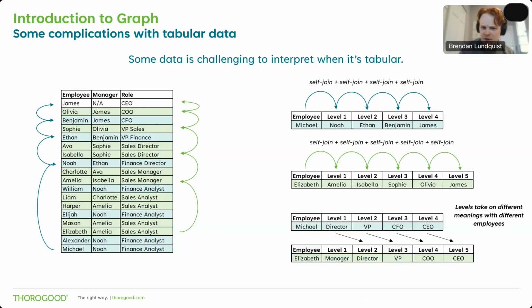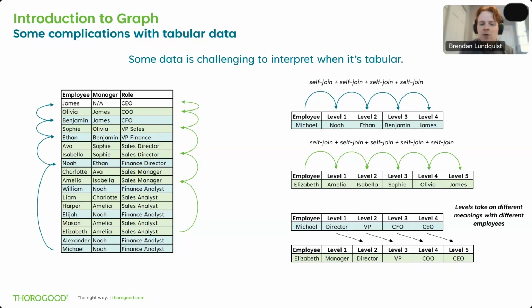But another challenge within this is that level 1 for Michael takes on a different meaning than level 1 for Elizabeth. So the levels lose their meaning and they can't really be compared to one another very easily because level 1 will take on a different meaning potentially for every different employee. And ragged hierarchies like this one are really a common representation of data that tabular data structures really struggle to represent neatly. Another example would be a circular relationship, and that's also very challenging to represent cleanly within a tabular database.